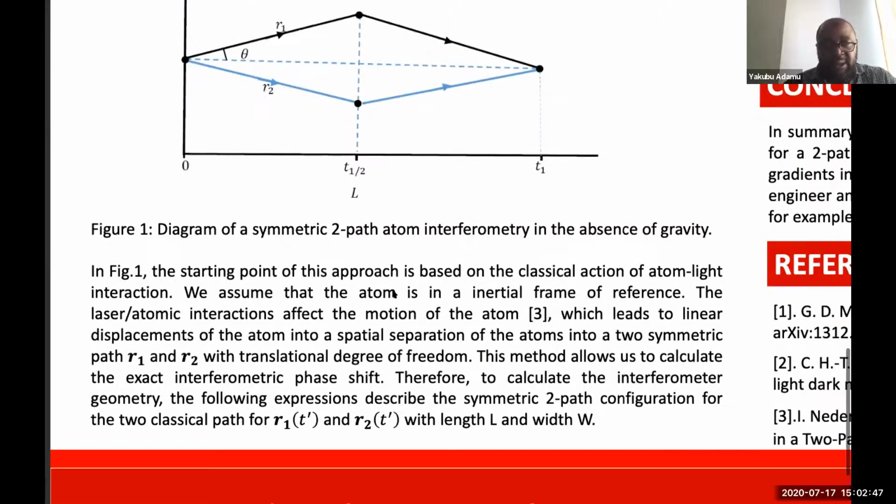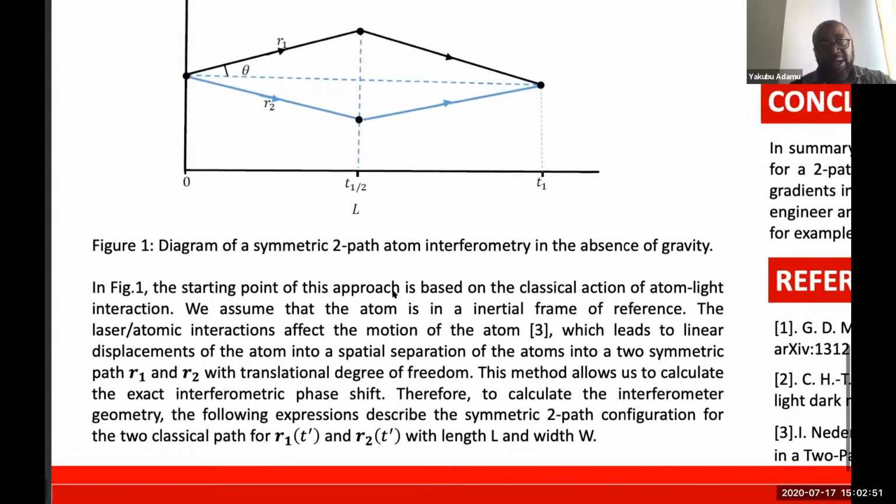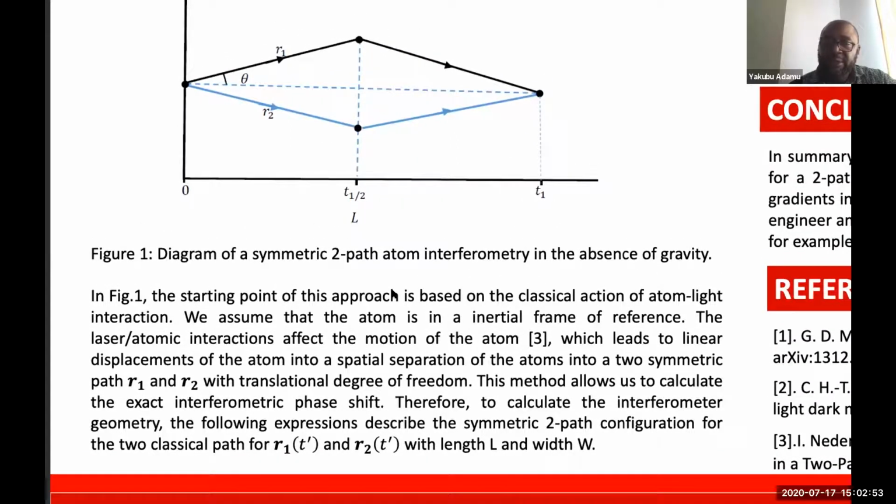So the starting point of this approach is based on the classical action of light interaction. We assume that the atom is in the initial frame of reference. The laser interaction affects the motion of the atom, which leads to linear displacement of the atom into a spatial separation of the atom into a symmetric part, that is R1 and R2. This method allows us to calculate the exact interferometric phase shift.